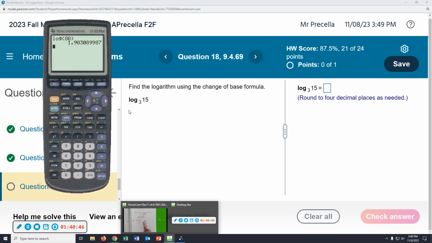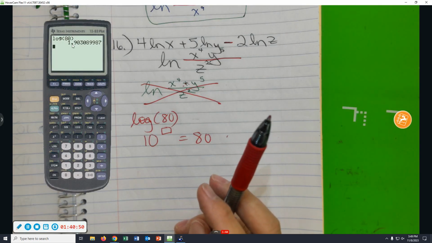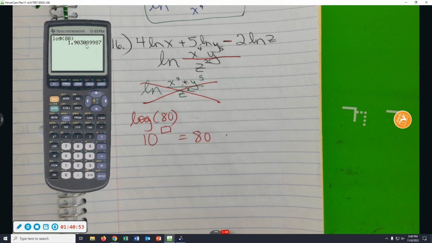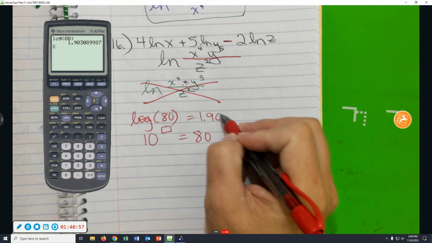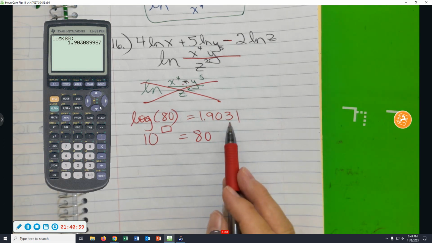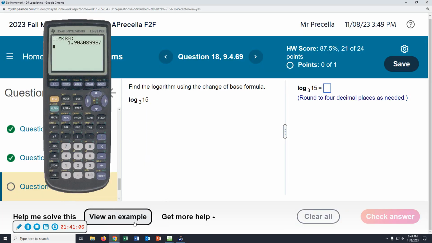And it is. Oh, wait. I don't have to show that. 1.903, rounding to 1. So 10 to the 1.9031 power would give you 80. Wow. Okay. But on our calculators, the only keys that I have on this calculator are log, which is log base 10, and ln, which is log base e, 2.71828182885.